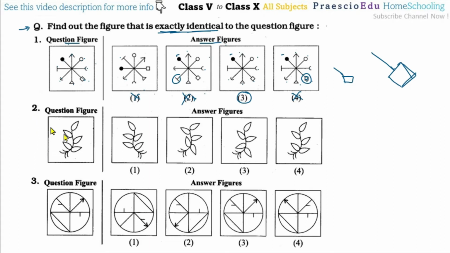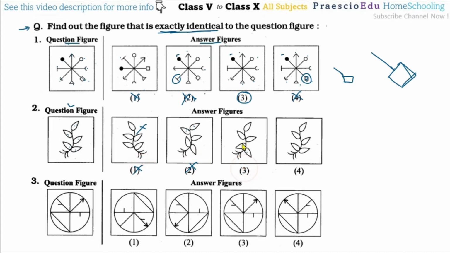Then question number 2. In the question figure there are 5 leaves: 1, 2, 3, 4, 5. Everything has 5 leaves. Now this shape is something like this. This one is totally missing, or we can say it is somewhat like a mirror image. Here the leaf positions are different, here also different. So option number 2 and 1 are incorrect.